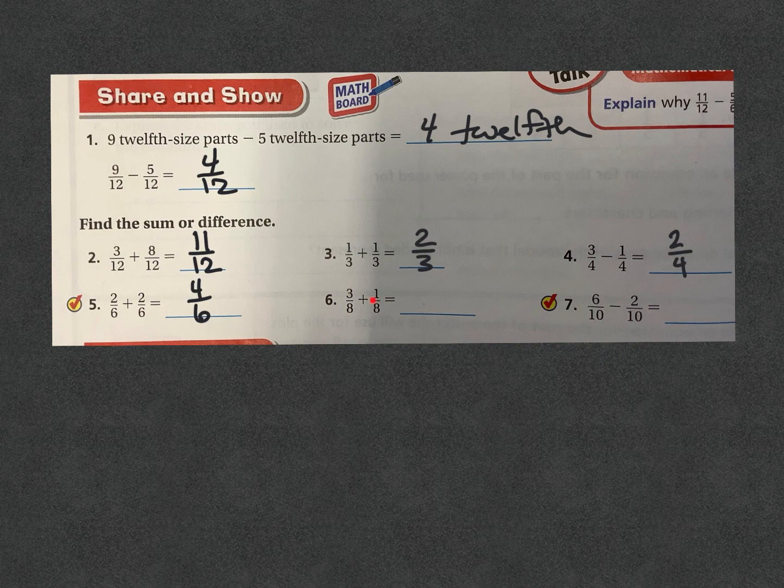Here we have 3/8 plus 1/8. It's already cut into eighths, so that's good. I have 3 of those eighths, and then I get 1 more of those eighths for a total of 4/8. 3 plus 1 is 4.